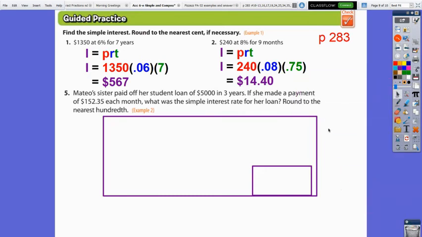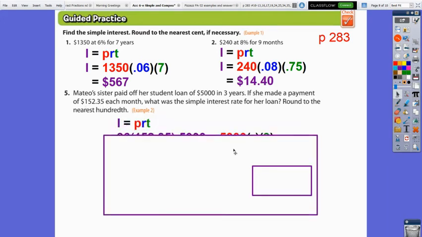And so the interest now in number 2 is $14.40. Number 5, Mateo's sister paid off her student loan of $5,000 in 3 years. That's good. If she made a payment every month of $152.35, what was the rate on her loan? Round the rate to the nearest hundredth. All right, so $5,000 was the loan amount in 3 years. She paid $152.35 each month. How much total money did Mateo's sister pay over the 3 years?